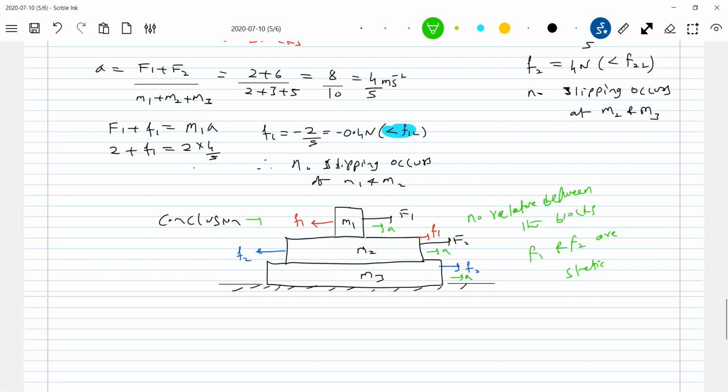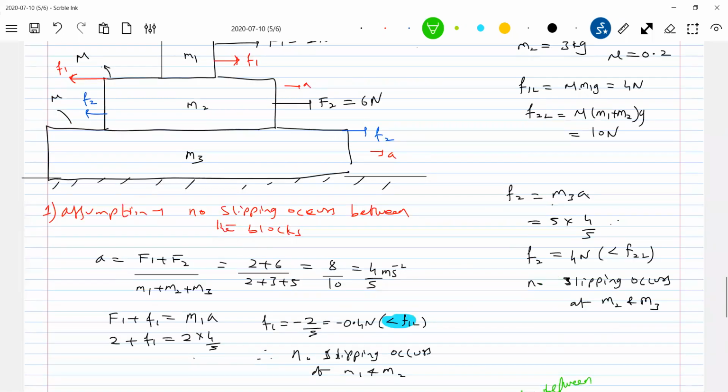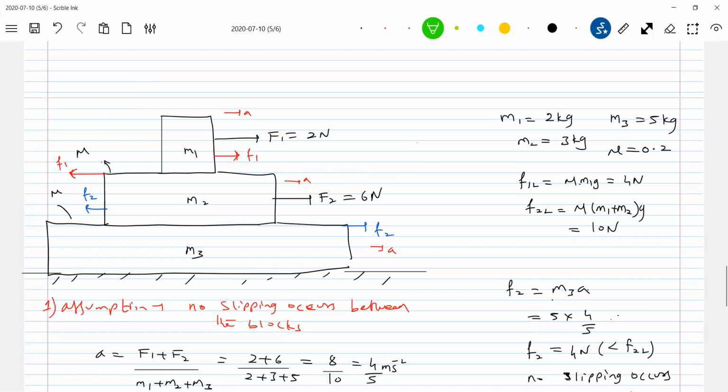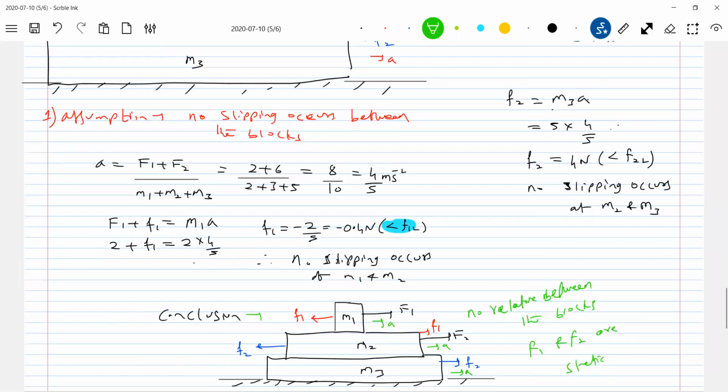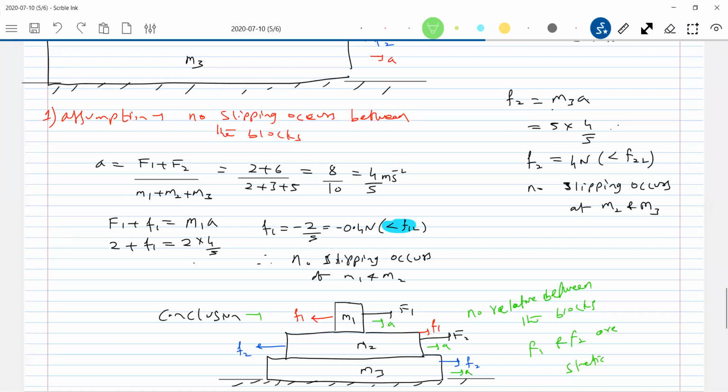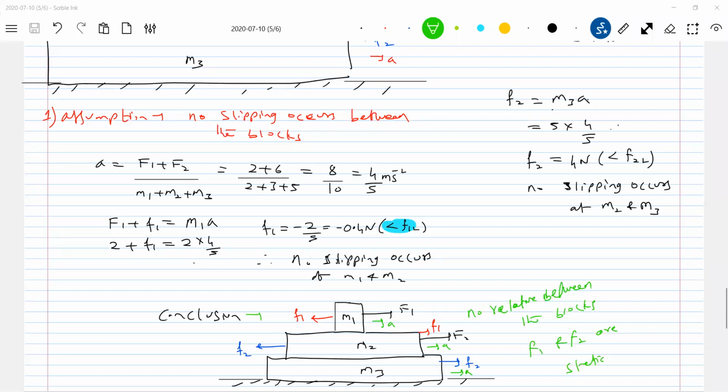Okay, got the idea. So now you do one thing: change F1 to 4 Newton, or F1, 2 Newton, let it be. F2 you make it 12 Newton. Verify as you increase the values, you check it. Okay, and I'll go for the next set of problems.